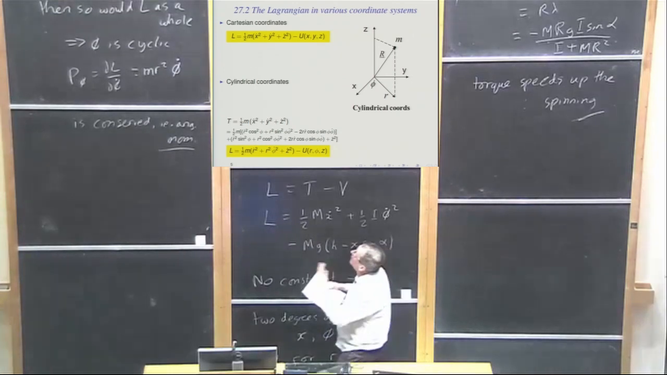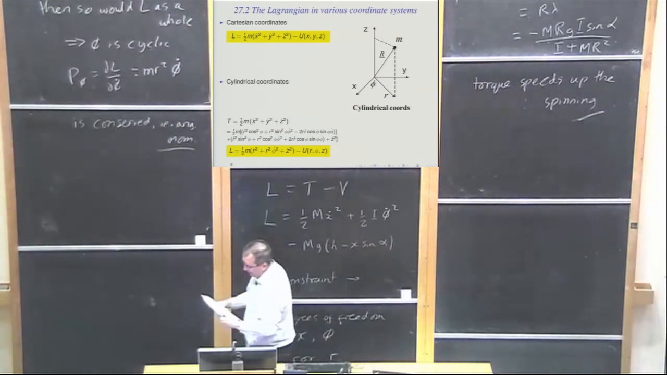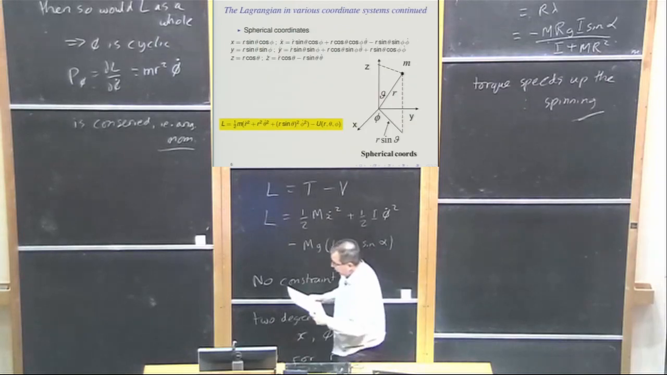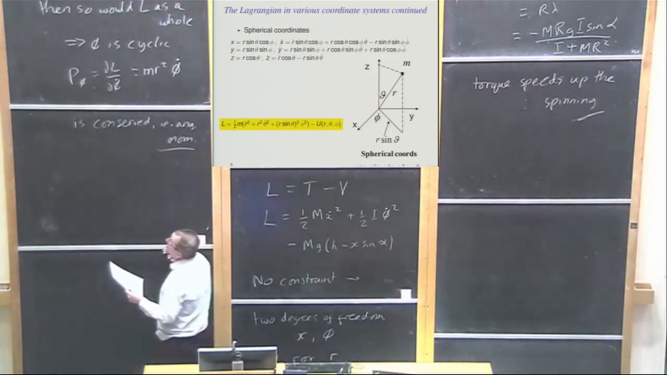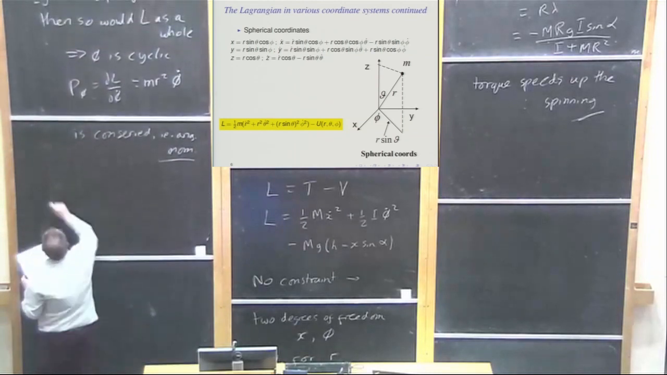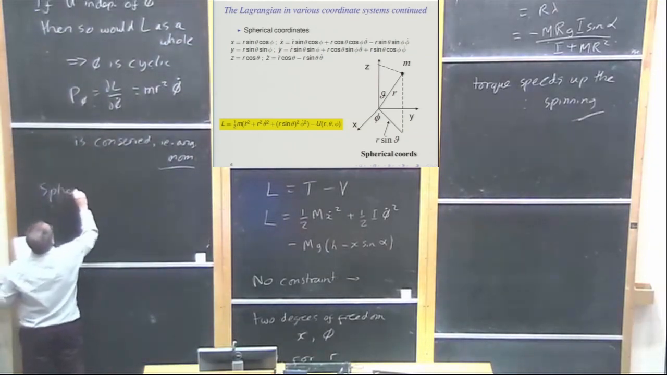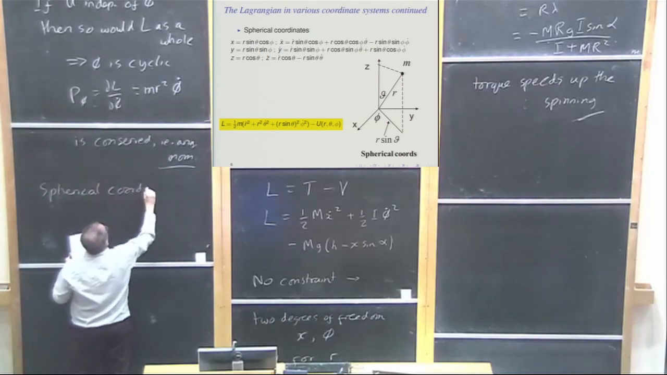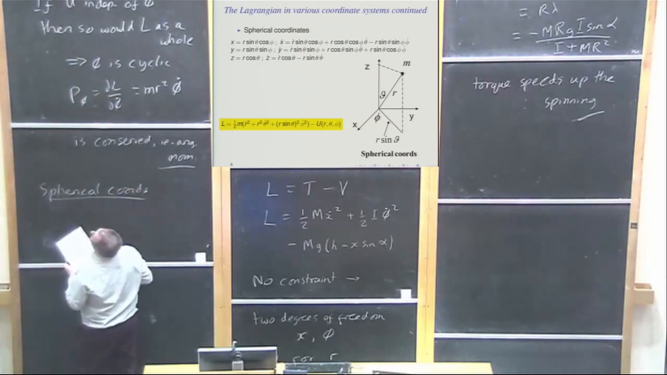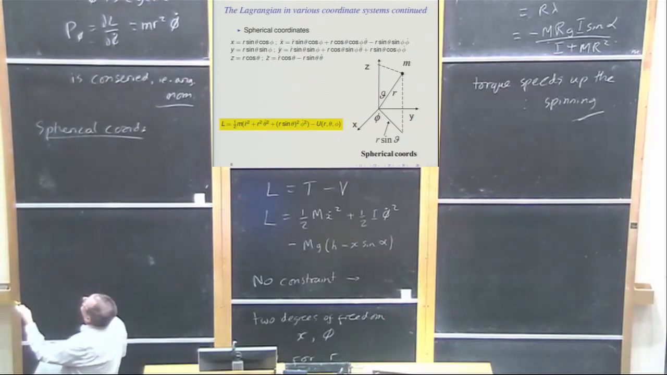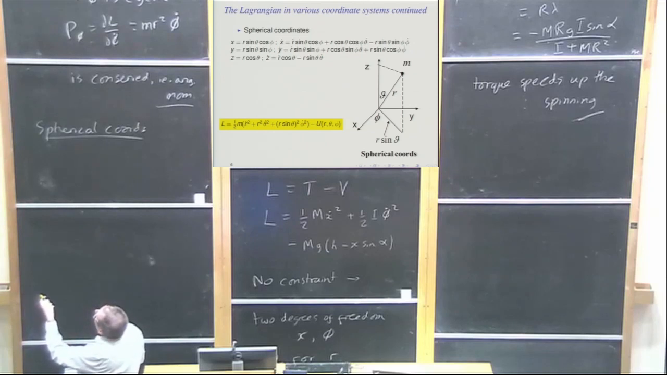Okay, so we've done Cartesians, we've done cylindrical coordinates. I guess you know what's coming next, and I'm not going to waste too much board on this. So in spherical coordinates, then we have these expressions for x, y, and z, and so you can differentiate those with respect to time.